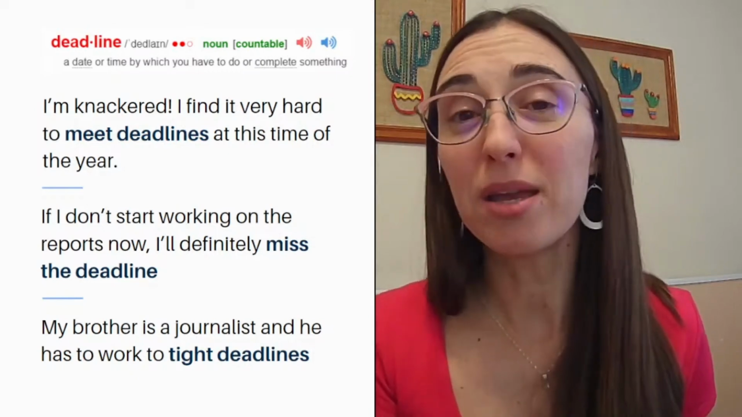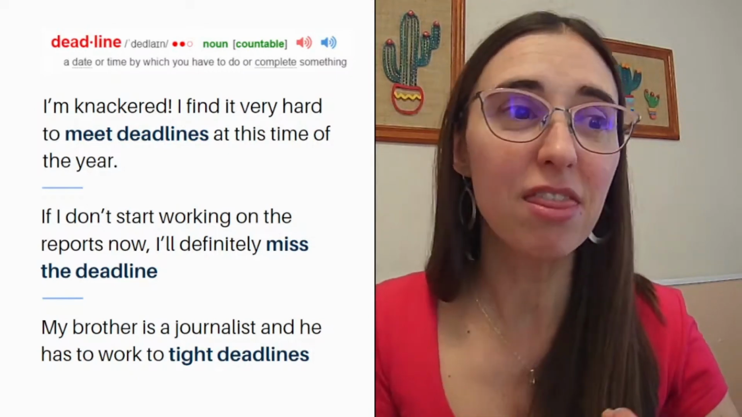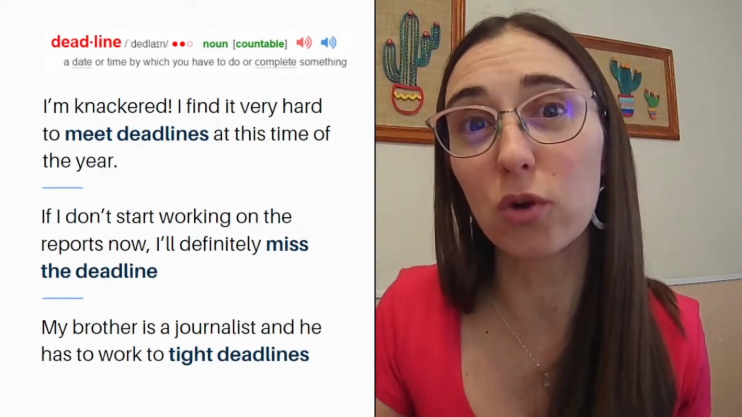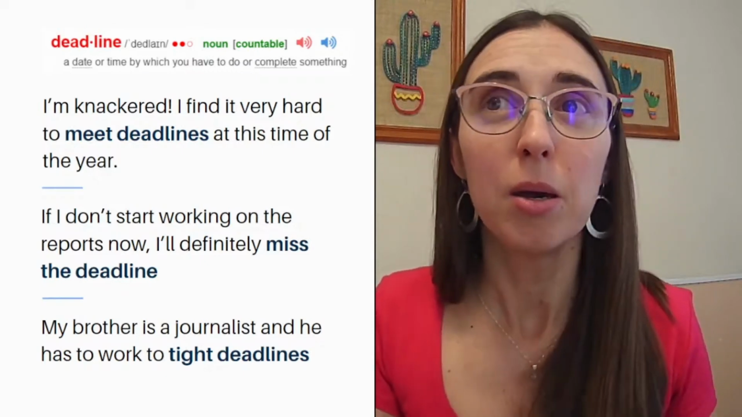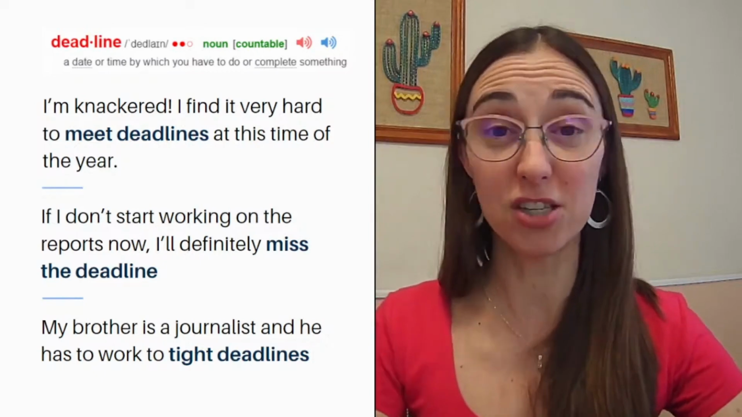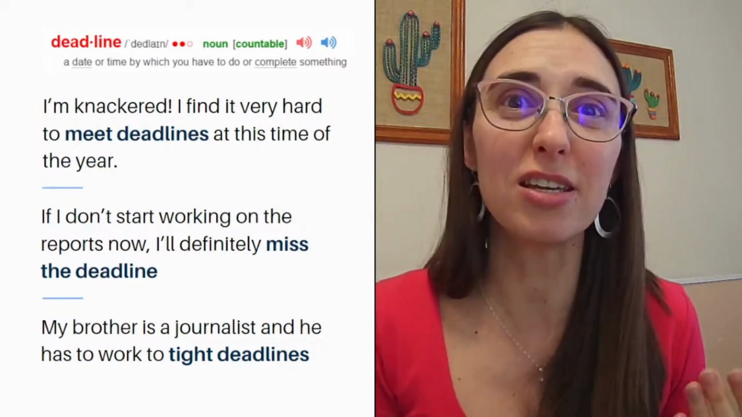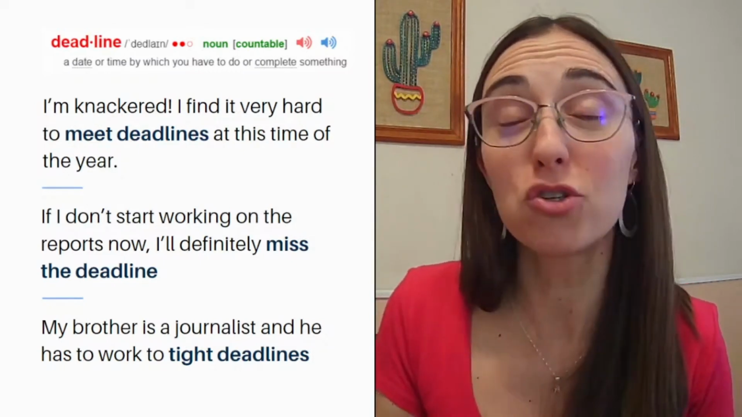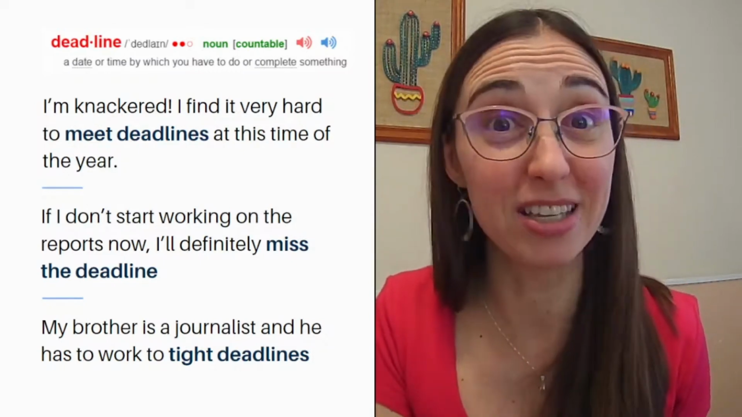So, this is what I mean by learning the meaning of a word and the usage of it, the collocations, what words go together with it. Because perhaps you can internalize the word deadline, but you use it incorrectly because you use other verbs that don't go together with this word in particular.